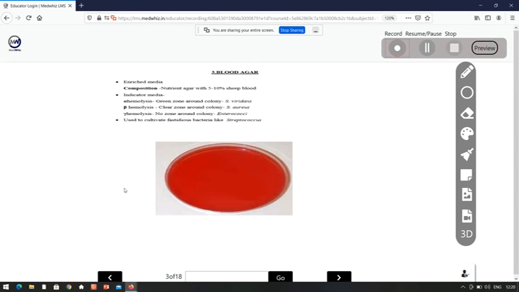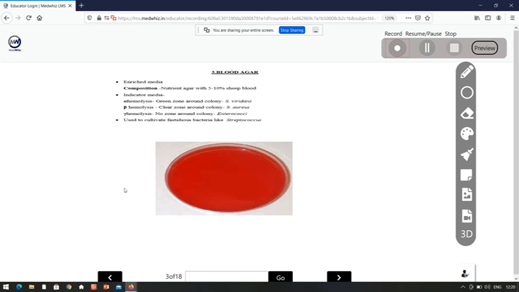Next we have blood agar. It is called an enriched medium. It is nothing but nutrient agar mixed with 5 to 10% sheep blood, and that becomes blood agar. It is also called enriched media because it is enriched with blood. It is also called an indicator medium, where the hemolysis property shown by certain types of bacteria can be demonstrated.